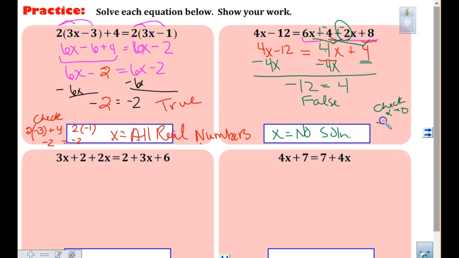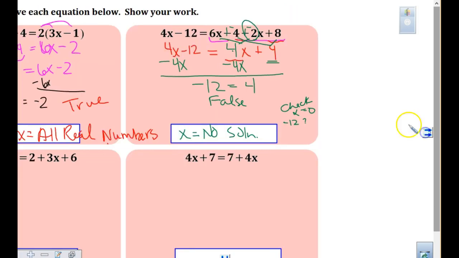So I'm just left with negative 12. And the question is, does that equal 6 times 0 is 0, minus 4, right? Minus 2 times 0, which is just going to be a minus 0, and plus 8. Is negative 12 ever going to be equal to 4? No. So this makes sense that I said no solution.